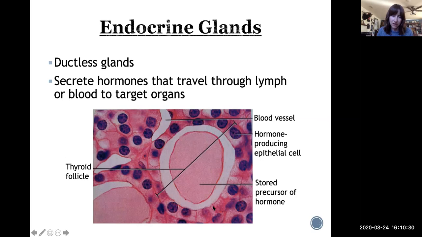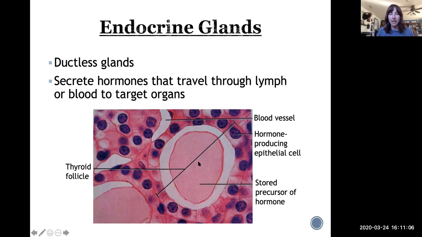There's probably a blood vessel somewhere where it can diffuse through the wall of the blood vessel through a simple squamous epithelium. And that hormone, which is being stored here in this bubble, will leave the endocrine gland that way instead of going out through a duct to an external surface of the body. This is a cross section of a piece of somebody's thyroid gland, and it would be a thyroid follicle. And this is just the hormone that it produces.